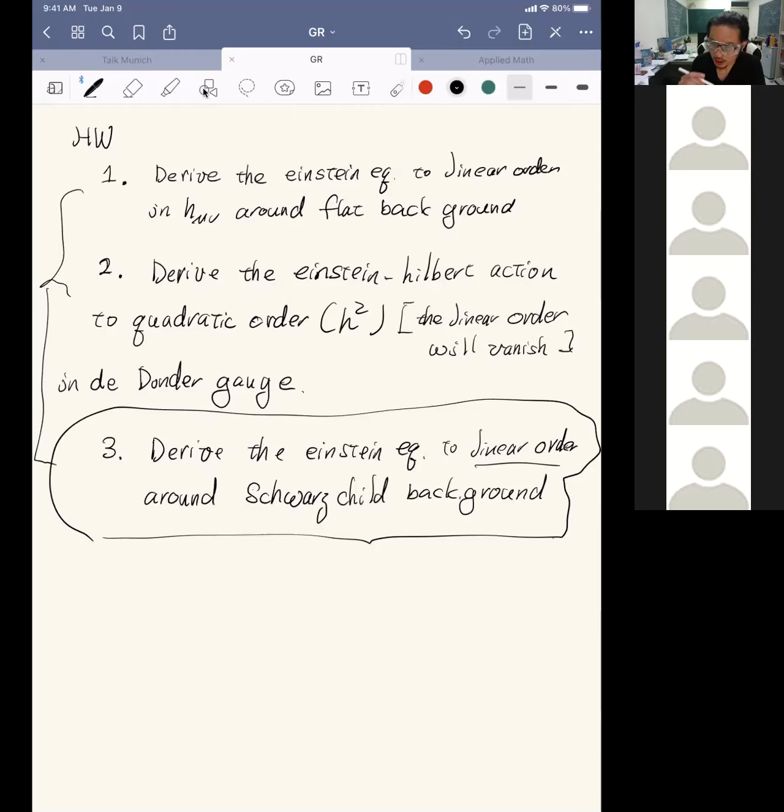We're going to have two projects. One is about the perturbations around black hole backgrounds. Okay, so these are the homework. Is there any question? This will be due next Monday.